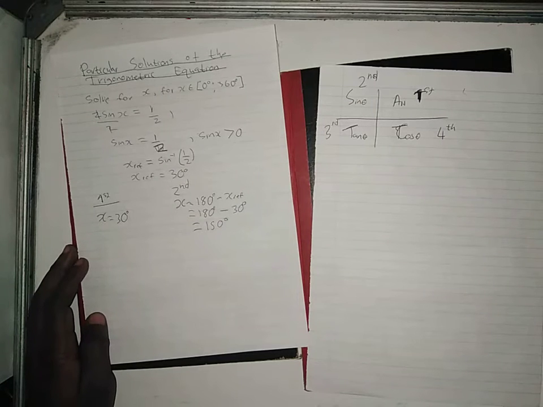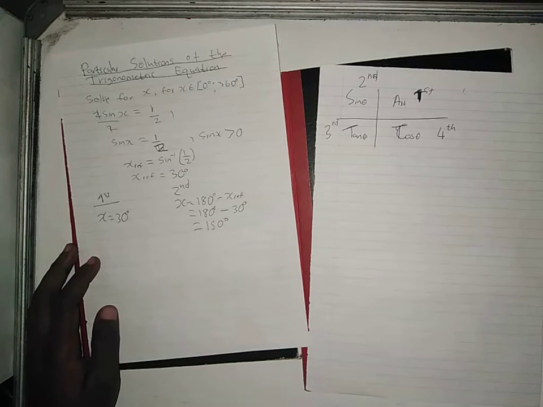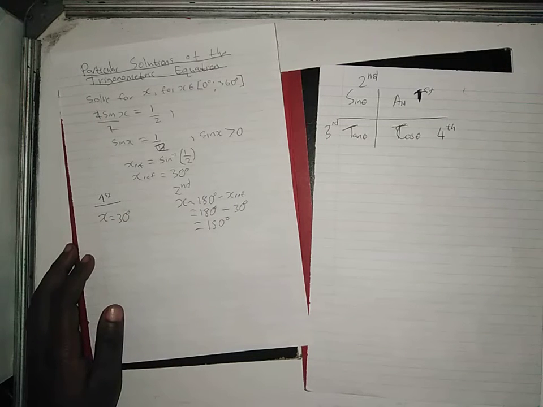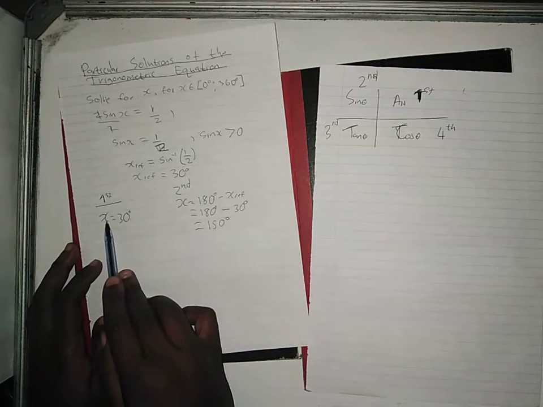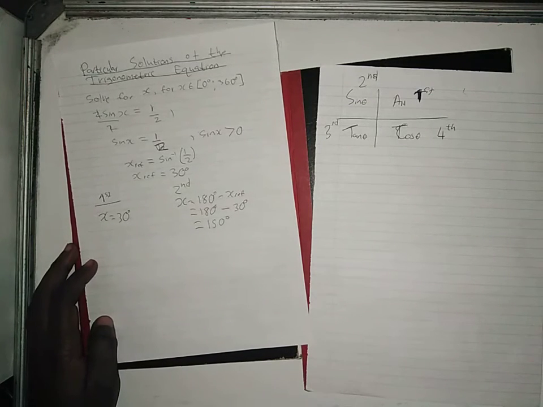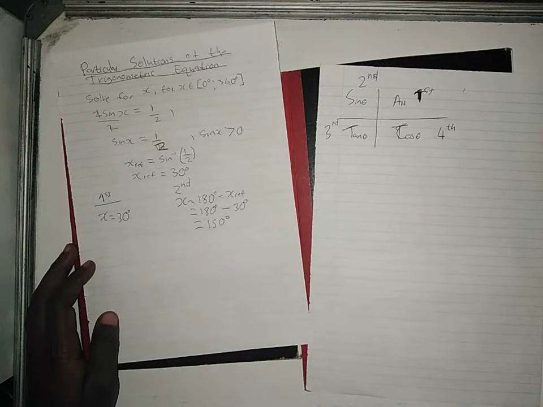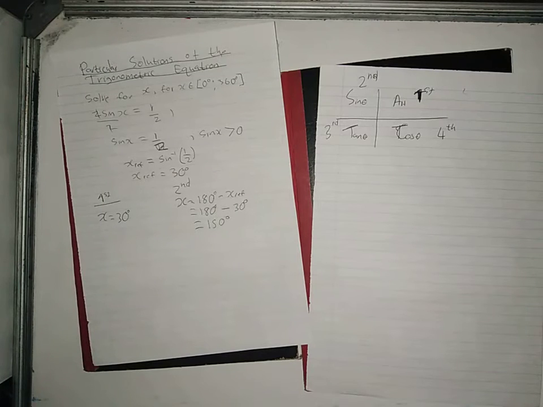So the solution for 2 sine x is equal to 1 between 0 and 360 degrees is x is equal to 30 degrees and x is equal to 150 degrees. So let us test these solutions to see if they are fine. And remember what we started with initially.